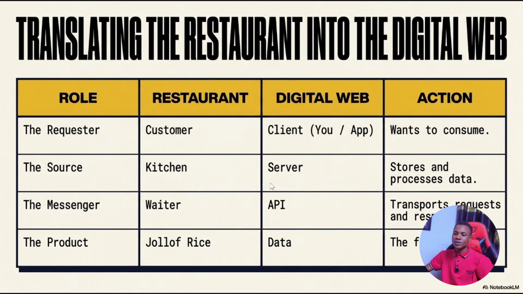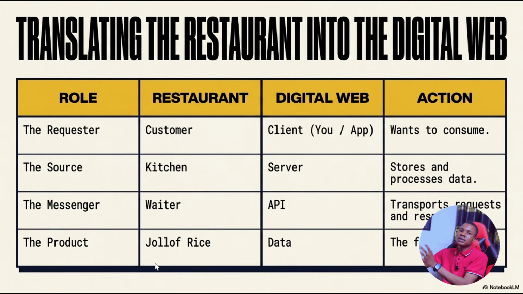Is that okay? So translating the restaurant into the digital world, let me translate what I've been explaining. Let's say the role in restaurants is for this one, and digital web and action is for the digital world. So the requester, which is you who wants to eat, is the customer in the restaurant setting, and then the source is the kitchen where they're going to fetch the food or cook the food, and then the messenger is the waiter. The product is what you want to eat, jollof rice, fried rice, any of that thing.